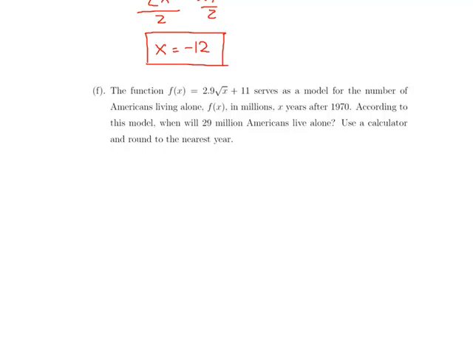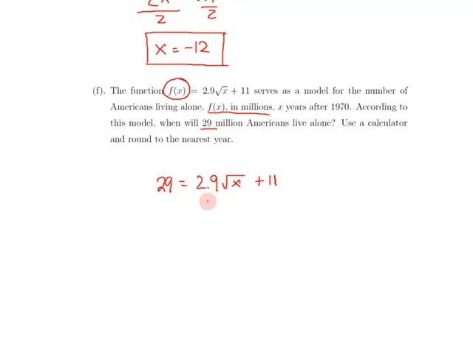F of x is that number living alone. X is the number of years since 1970. According to this model, can we find out when 29 million Americans live alone? And we'll use our calculator to estimate using a decimal approximation. So 29 million, that 29 is the value in millions, so I'm going to put a 29 right there. 29 is equal to 2.9 square roots of x plus 11. So I'm going to solve for x. That's going to give me the number of years since 1970. I can figure out what year 29 million Americans lived alone.